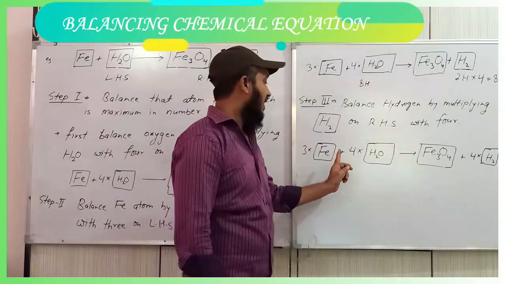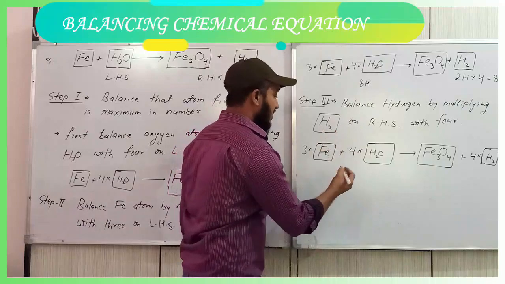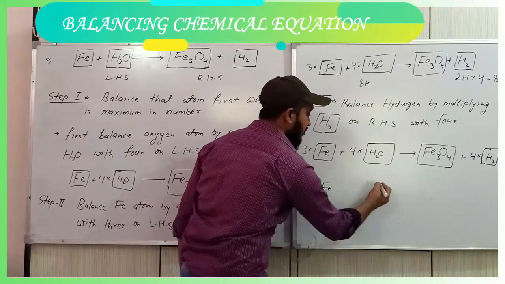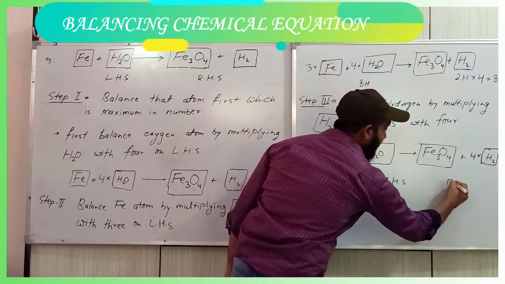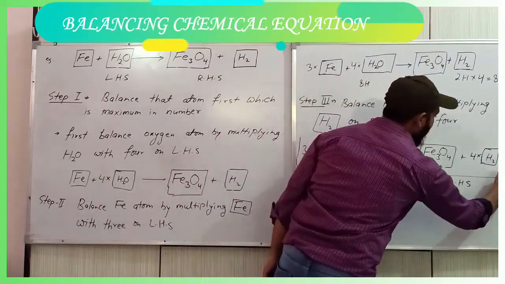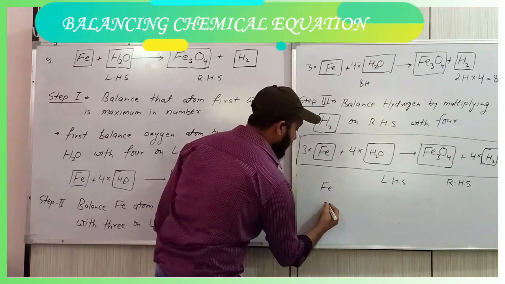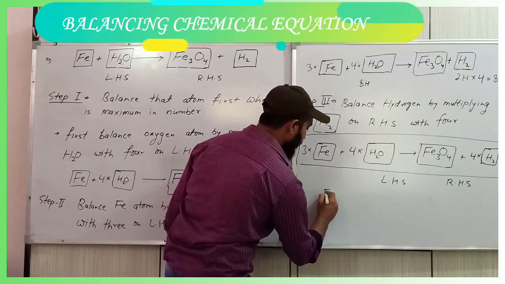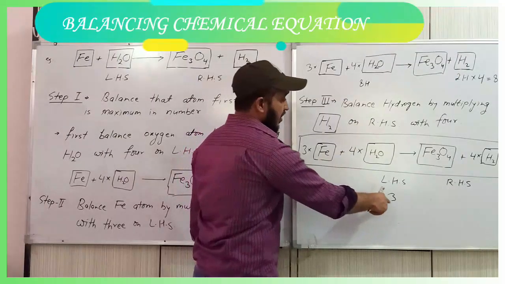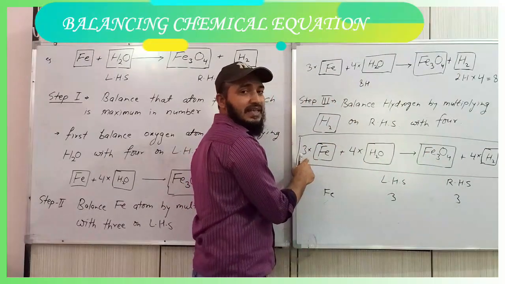Now you can see here Fe is balanced, oxygen is balanced, and hydrogen is also balanced. If I make a table again, so Fe how much on left hand side and right hand side? You see in this equation, this is a balanced chemical equation. Fe how much? On left hand side 3. Right hand side also 3.